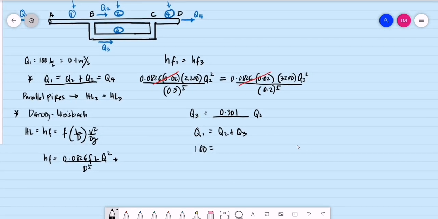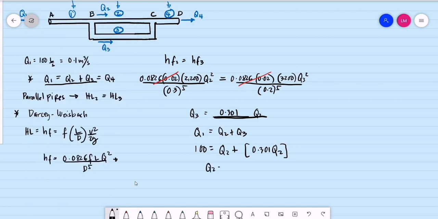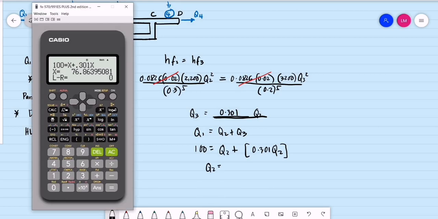Alright, then Q sub 2 plus the equivalent of Q sub 3, which is 0.301 of Q sub 2. We just substitute the equivalent of Q sub 3. So solving for Q sub 2, 100 equal to X for the discharge in pipeline number 2 plus 0.301 of X. Then shift solve. Okay, we have the discharge in pipeline number 2 now equal to 76.864.